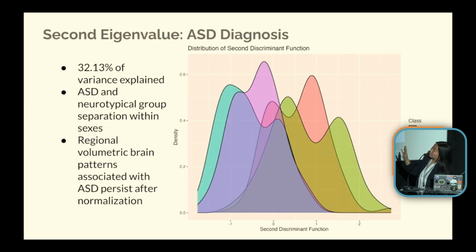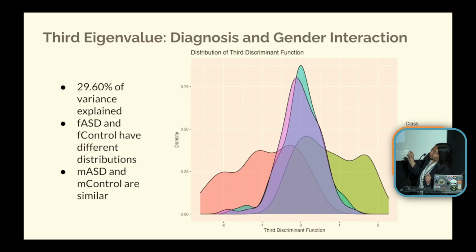The second eigenvalue still remains as the ASD diagnoses, and it separates itself into gender, but there's also variation between the ASD and the neurotypical groups within each gender. And now for the third eigenvalue, the interaction value, we can see that more of the variance is explained by it, and the males have a very similar distribution, but the females tend to differ a little bit, which is really interesting.